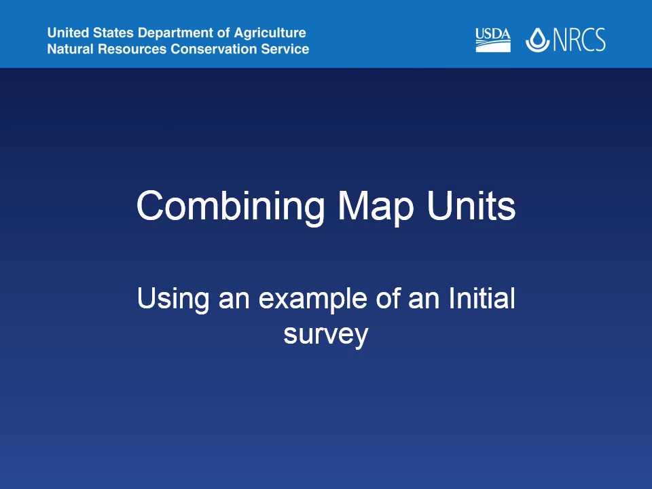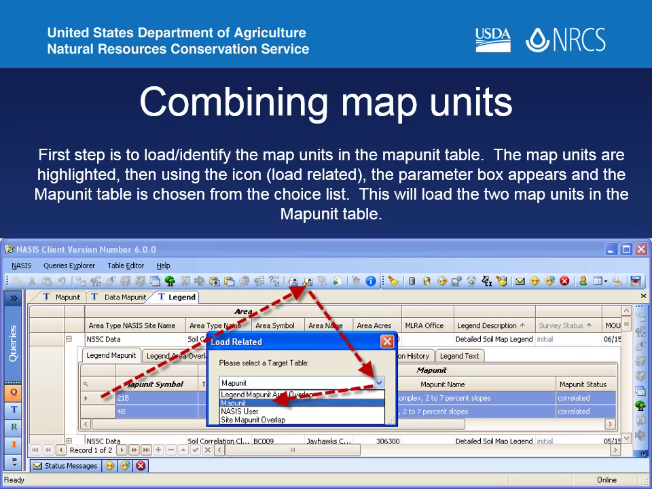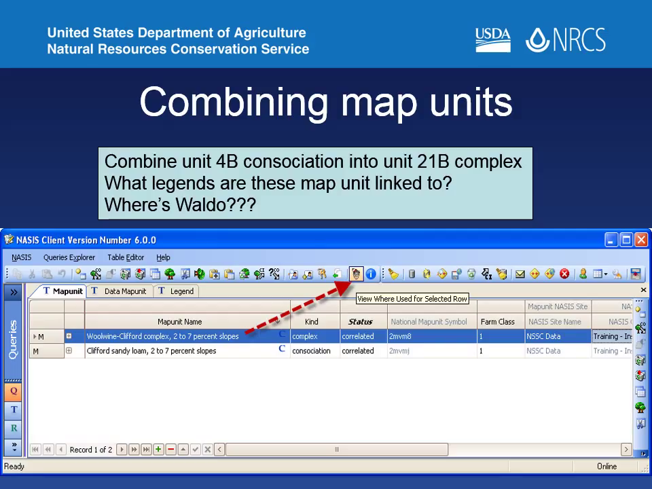And if you want to combine map units, we're using an example in an initial survey, and this is the old NASIS. I realize that, but the point is I wanted to show you that in the legend here you've got 2 different map units, and you're going to combine the 4B and the 21B. And so you're going to load up the related map units.